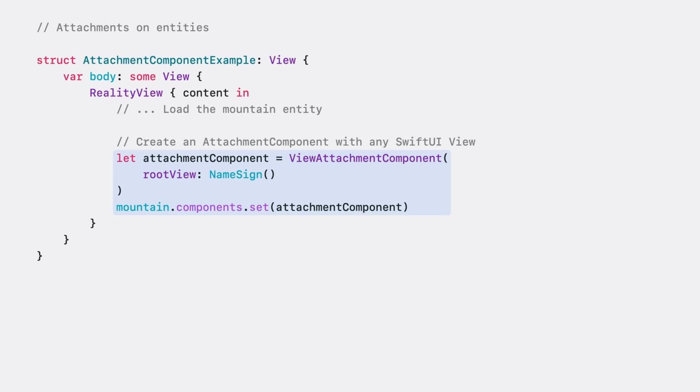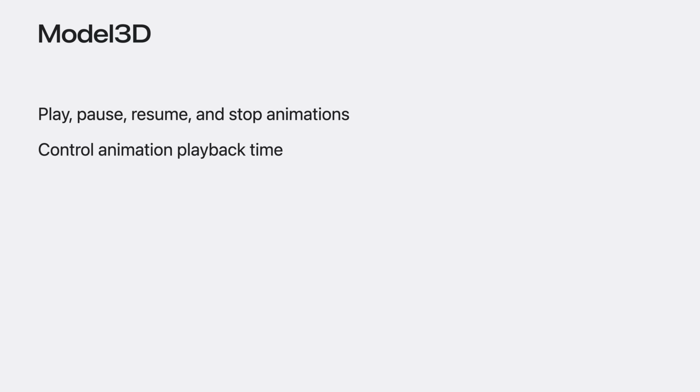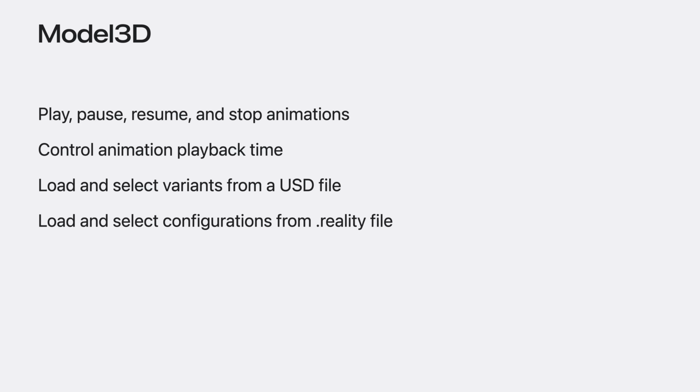Model 3D is a great way to present 3D content in your app, and we're extending it to do even more, like switch between configurations defined in your models. Now you can play, pause, resume, and stop animations, control animation playback time, load and select variants from a USD file, and load and select configurations from a reality file.